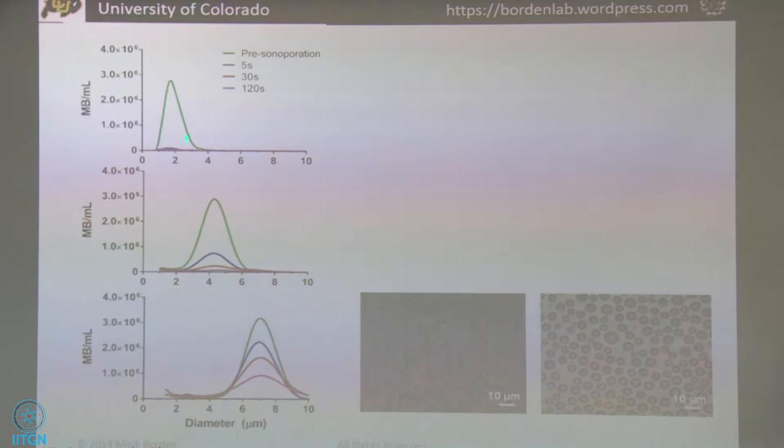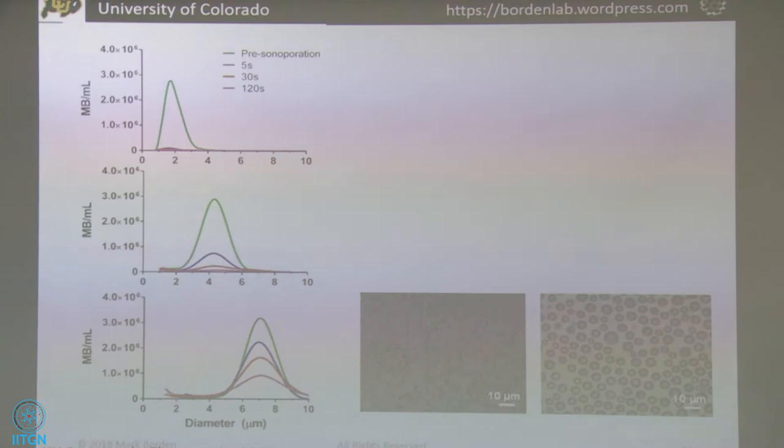So the first thing that we wanted to do is look at stability in the sonication field. And what you note is that the 1 to 2 micron bubbles were obliterated very quickly within the sonication field, faster than 5 seconds. The 4 to 5 survived a little bit, but the 6 to 8 microns were much more stable. This little schematic shows you the difference between the big bubbles and the little bubbles.